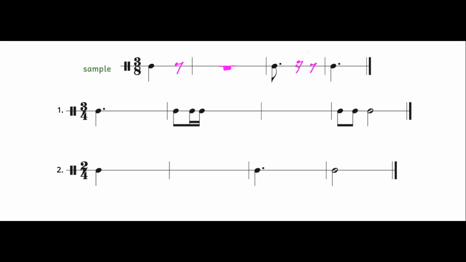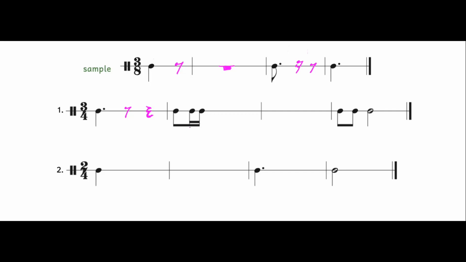Okay, number 1 is in 3/4, meaning there are 3 quarter notes per measure. The quarter note is equal to a quarter note, and the dot is equal to an eighth note. So the other half of that eighth note is going to be an eighth rest. So that's 1 beat for the quarter, 2 beats for the 2/8, and now I'm going to need 1 quarter rest to fill the measure.